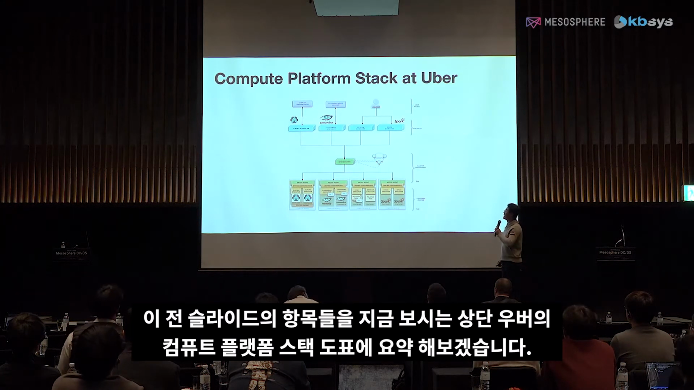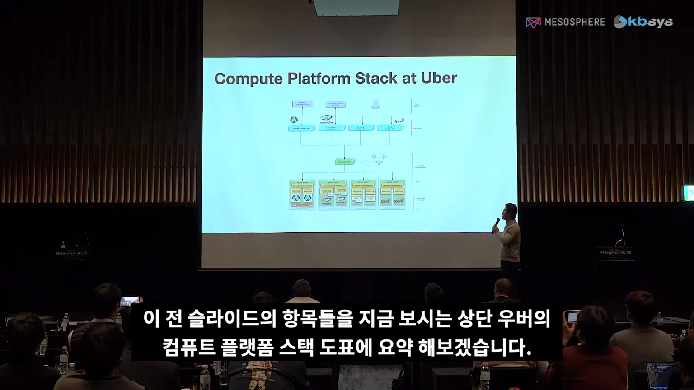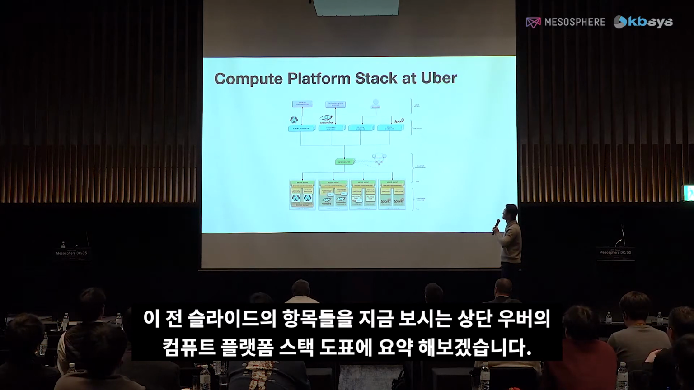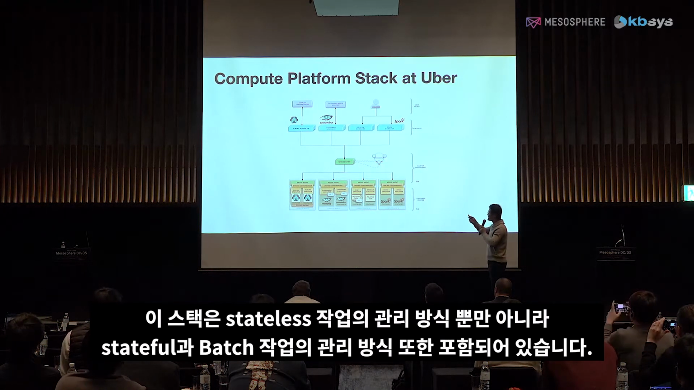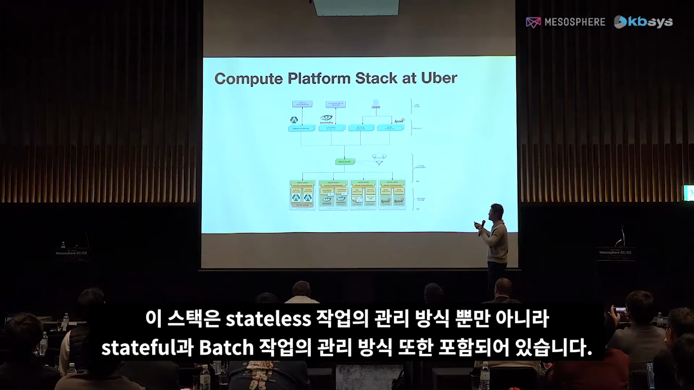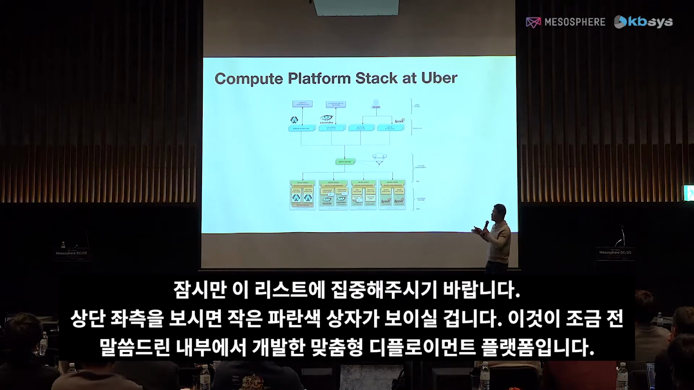To summarize all those bullet points in this top-level architecture diagram, which represents the compute platform stack at Uber: this stack not only includes how we manage stateless workloads at Uber, it also includes how we manage our stateful and batch workloads. But right here, I want everyone to just focus on this list for now.